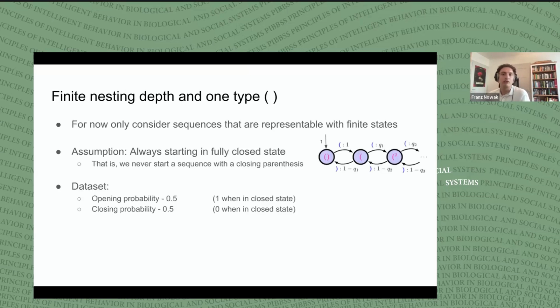All right, so now we come to some experiments to look at how transformers actually do this counting and how they can recognize these languages by looking at the activations. For now, we just consider sequences that have a finite nesting depth. And for now, let's also assume that we always start in a fully closed state. That means we never start a sequence with a closing parenthesis. And then we have 50-50 opening or closing probabilities.